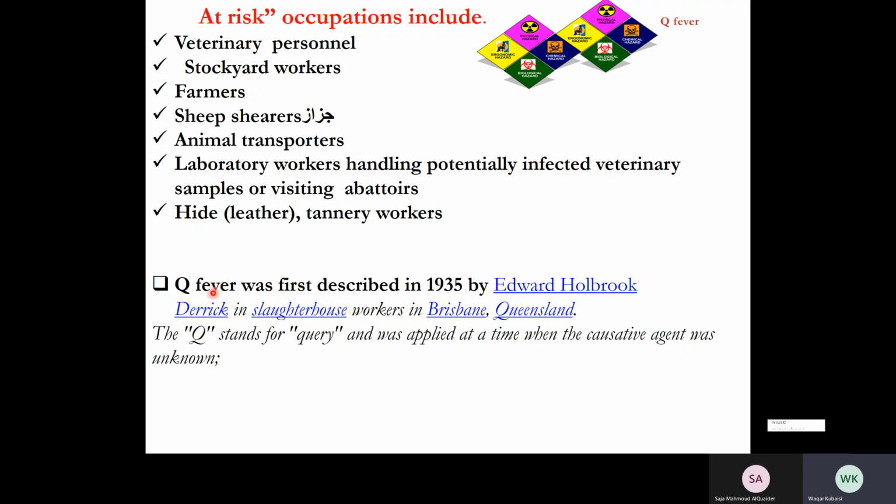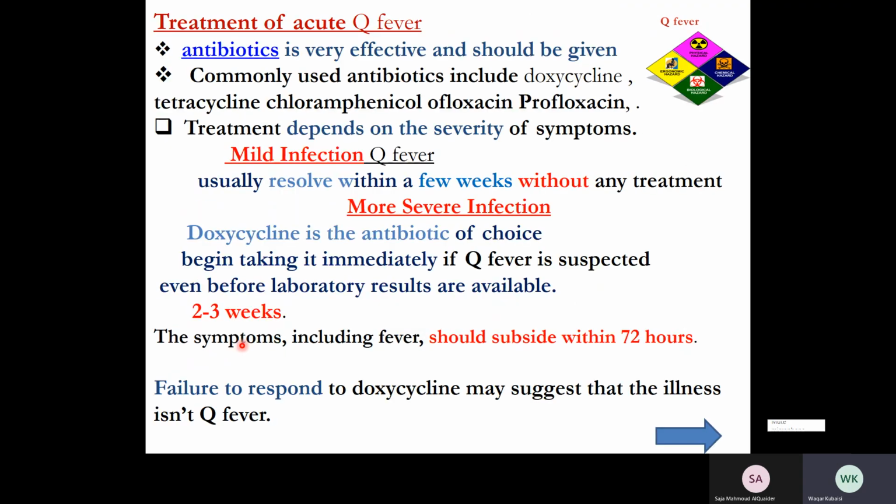As we mentioned, Q fever was first discovered in 1935. They found the signs and symptoms, but they didn't know the causative agent. That's why they called it query fever. They didn't know, and from that came the name Q fever. Query fever, and then later they found the agent.